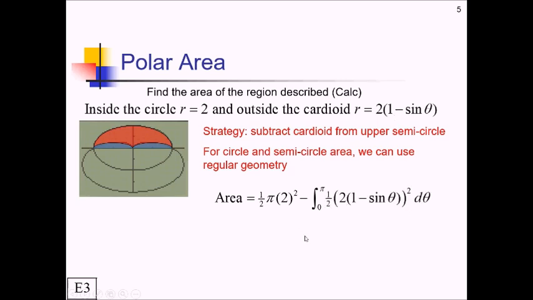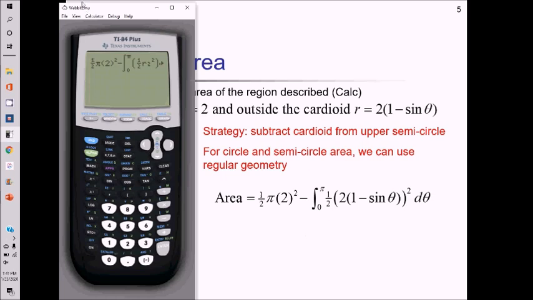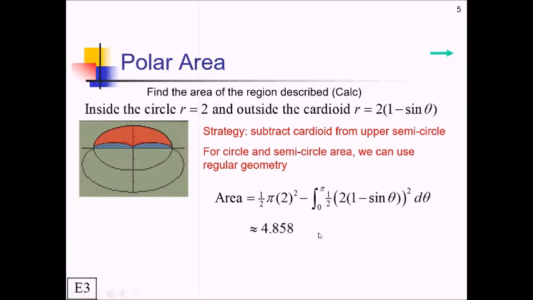And it's calculator time. So here's what I've got on the calculator. This is my semicircle area, and here's my integral I'm subtracting. And I stored my cardioid radius as r2. So pressing enter, that gives us about 4.858. There we are. So that'll just about do it for polar area.